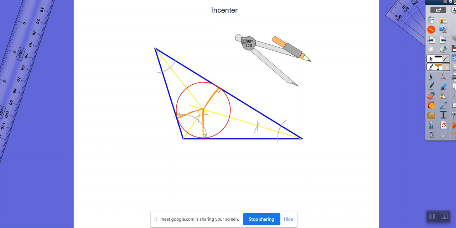So if I were to give you some labels, let's go A, B, C, X, Y, Z, and I'm going to call the center O. So with the incenter, XO is congruent to YO, which is congruent to OZ.